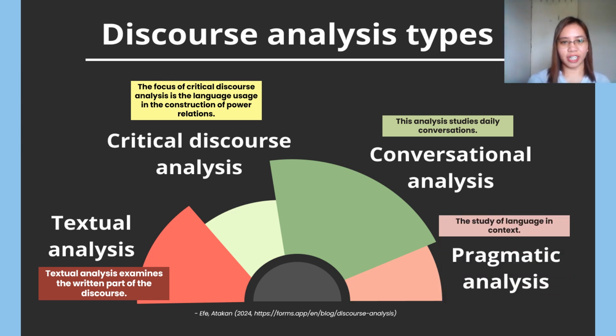The fourth type, we have the pragmatic analysis. So this is the study of language in context. For example, saying someone's name while getting angry and shouting someone's name with joy are two situations that have the same meaning in the literal sense of the word, but have different consequences in the pragmatic sense. So these types were taken from Effie Atakan.